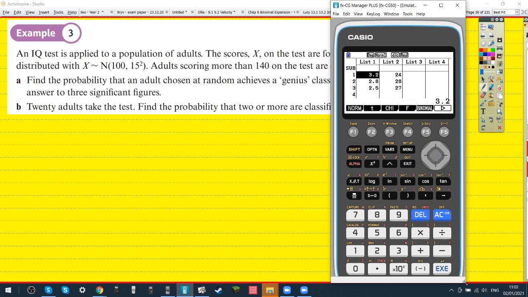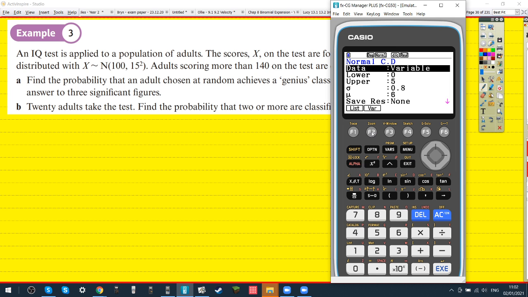From there, I need to help you because this is new. Well, if it's normal distribution, you're never going to do probability. It's always going to be cumulative, I believe. Oh, hang on. I don't know. Let's just do normal cumulative distribution. Okay, what can we put in?